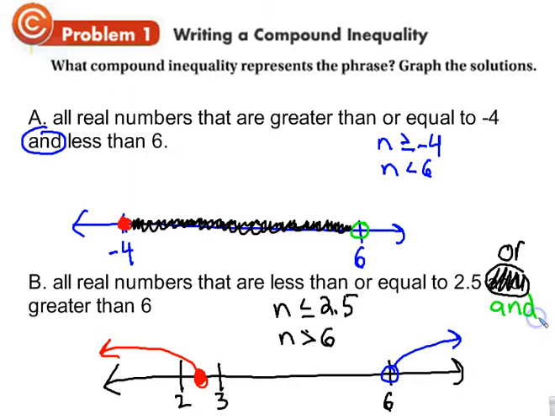if it did say and, do you see how there's no overlap? There is no overlap, so therefore there would be no answer. It would be the empty set. There are no solutions if this is an and, because this one's going in that direction, this one's going in the other direction. There's no doubling over. There's no shaded region for both of them, so there would be no answer.